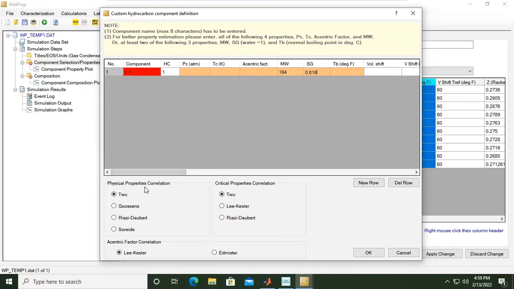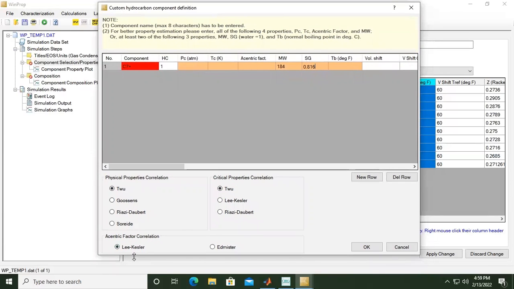And then we need to select the correlation that will be used for physical properties correlation. We will follow the default. It's 2 correlation. Critical properties also 2 correlation. Eccentric factor correlation, we don't have any other option, so we must select Lee Kessler, or another one is Edmister. I prefer Lee Kessler. Okay, and the rest will be calculated instead by the Winprop.